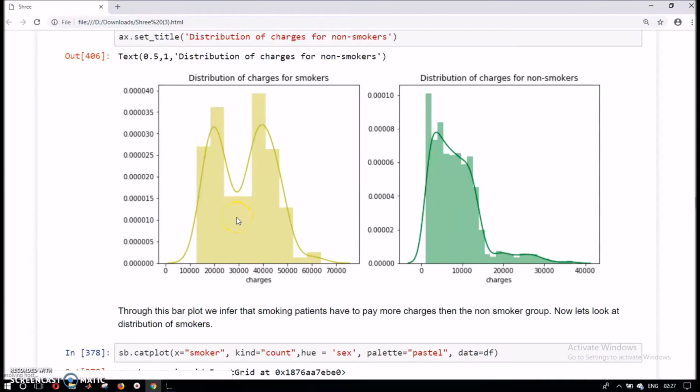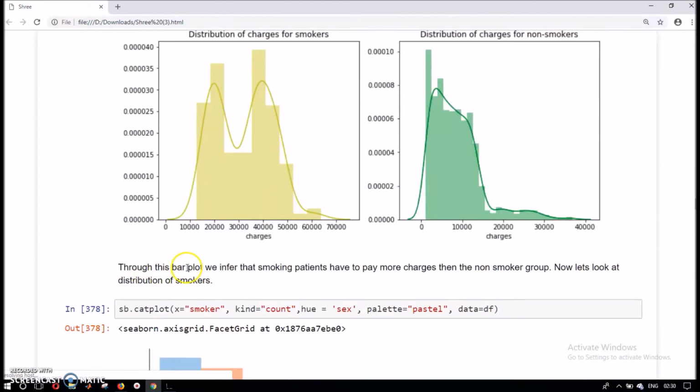Now we want to see which group among smokers and non-smokers has to pay more charges. So for this we plot a bar graph of smokers versus charges and non-smokers versus charges. From the obtained figures we can infer that the smoker group has to pay more than the non-smoker group. Let's move on to the next graph.